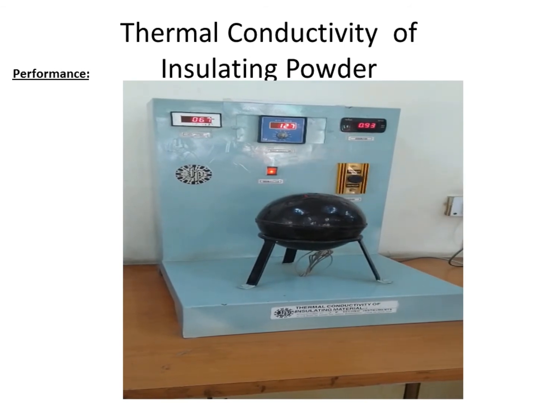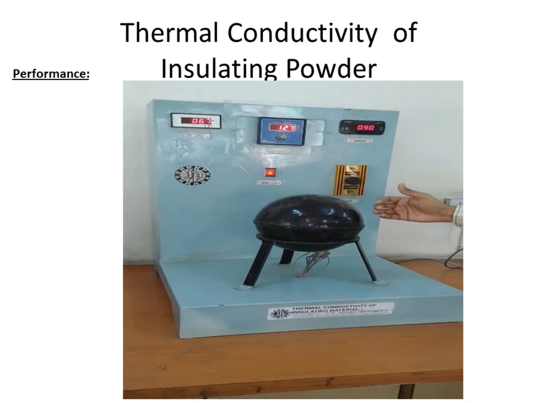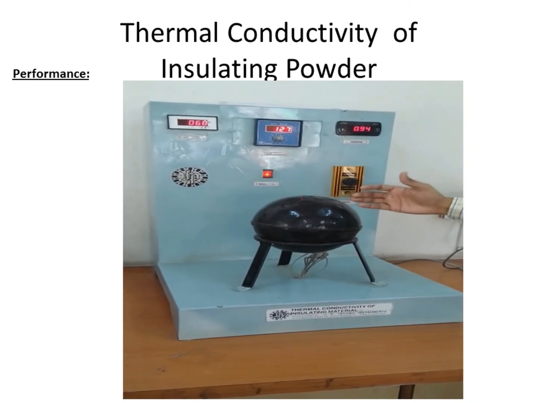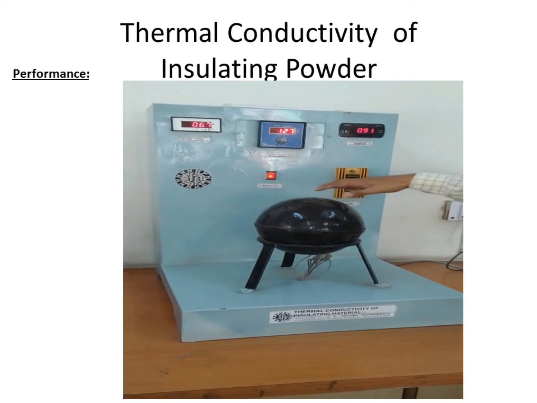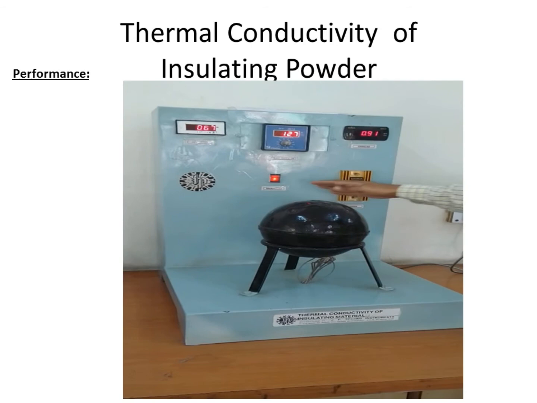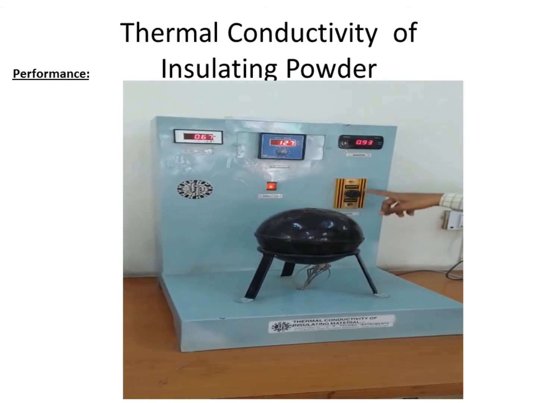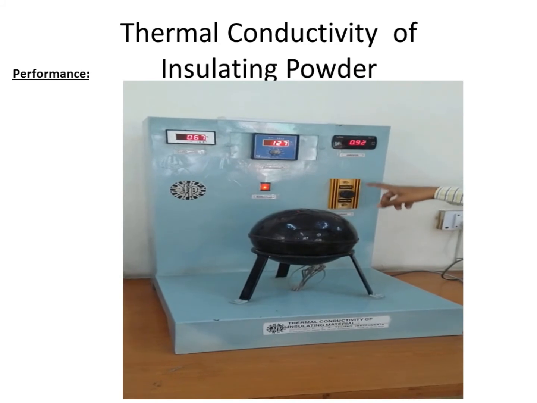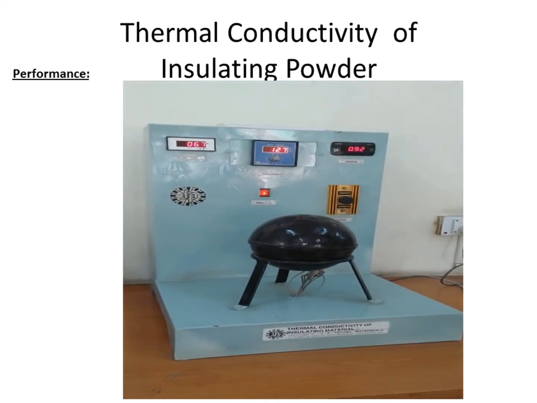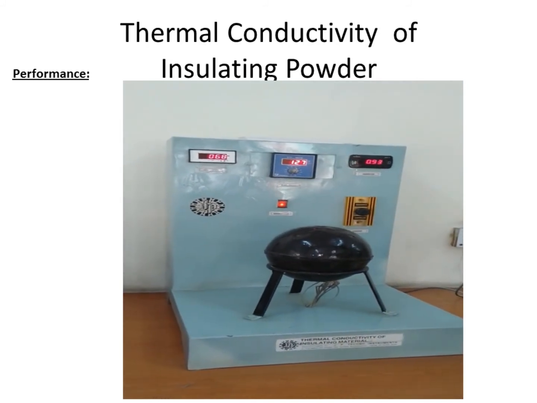You have to see that heat flows from high to low temperature. So the innermost temperature will be higher, then that is transferred to the powder, and then transferred to the outermost sphere. Now you can see the rest of the setup. Main switch for supplying the voltage and current to the heater, dimmer to give the voltage and current, voltmeter to show the voltage, ammeter for showing the current reading, and temperature indicator where you can see the various temperatures from T1 to T10.